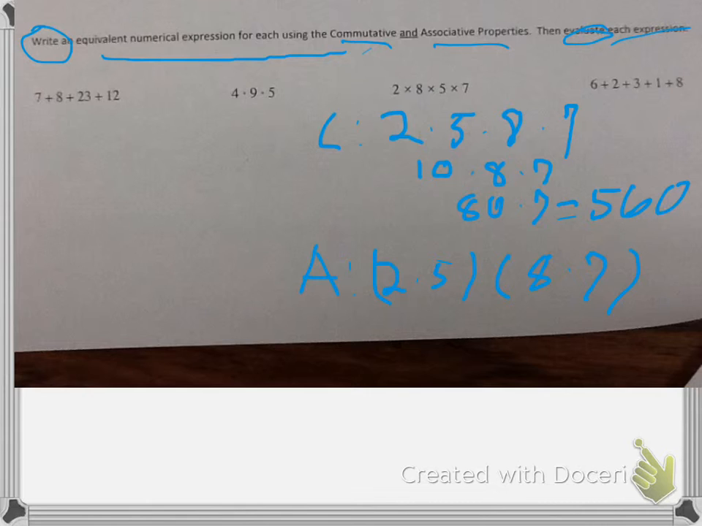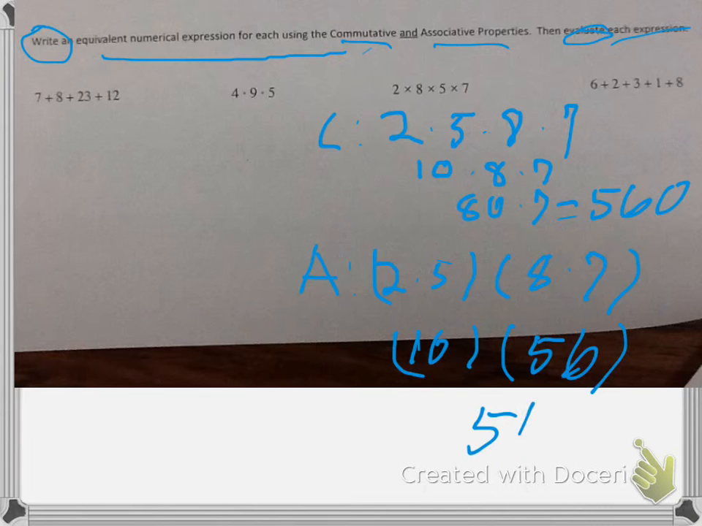The associative property, I went a similar direction, and I grouped 2 times 5 together, then I grouped 8 times 7 together. So let's see how that works. So 2 times 5 is 10, and that's still in parentheses, and then 8 times 7 is 56, still in parentheses, so we need to multiply those two. 10 times 56, I know is 560.